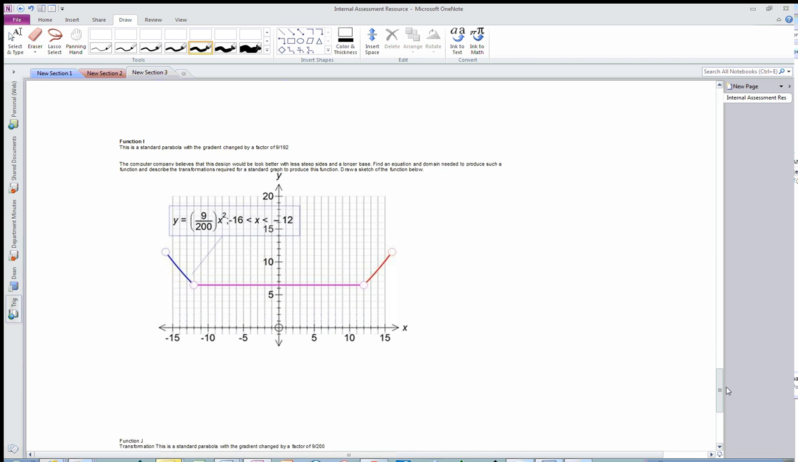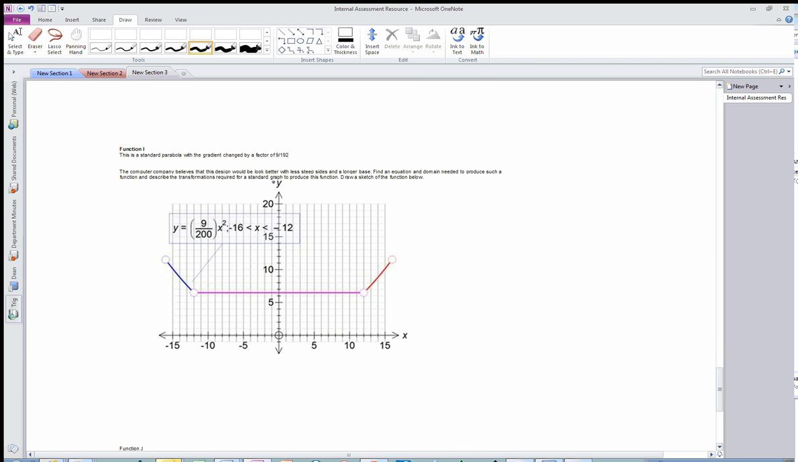If we go down to see how we want to change this, they believed it would look a lot better with less steep sides and a longer base. Well, if it's a longer base, all you have to do is change your domain. So it's just minus 16 to minus 12. That would make the base a lot longer. Instead of between minus 16 and minus 10, which is that bit there, we've lengthened this base because it used to go from minus 16 to minus 10. We've brought that base longer.